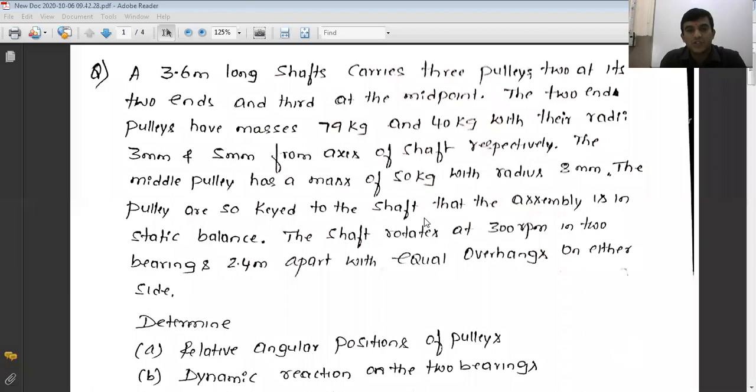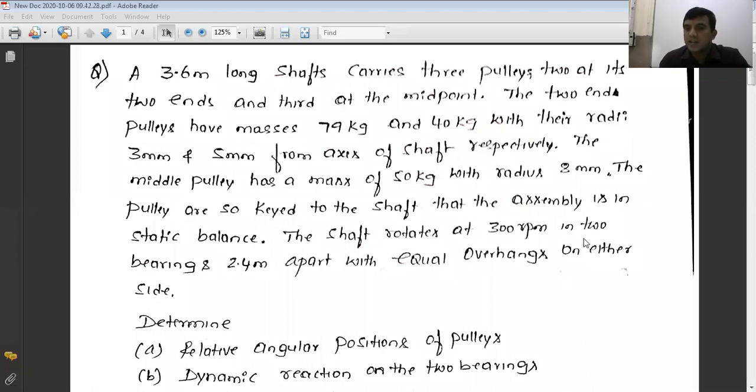The pulleys are so keyed to the shaft that the assembly is in static balance. That is a very important term. It means the pulleys are mounted over the shaft, and the shaft is in static balance, meaning the vector sum of all the forces equals zero. If you draw a force polygon for those three pulleys, what are the forces generated? Since the shaft is at rest or in uniform motion, it is in static balance. If you draw the force polygon for those three pulleys, you will get a closed force polygon, which we already discussed in the last class also.